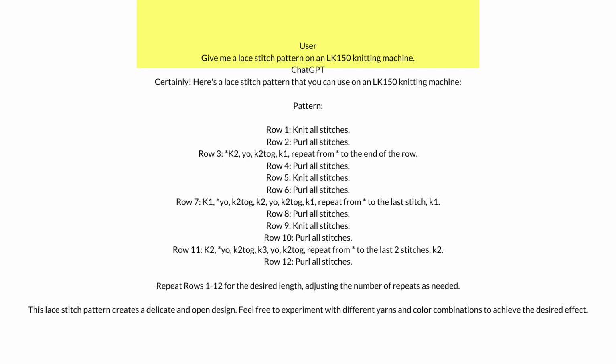Row 4, purl all, row 5, knit all, row 6, purl all, row 7, knit 1, yarn over, knit 2 together, knit 2, yarn over, knit 2 together, knit 1. That's for hand knitting. I think this will work if I do hand knitting, but for machine knitting, like an LK150 or any Brother or single knitting machine, it's not easy to do. This is not a machine knitting pattern. Now let's try another one.